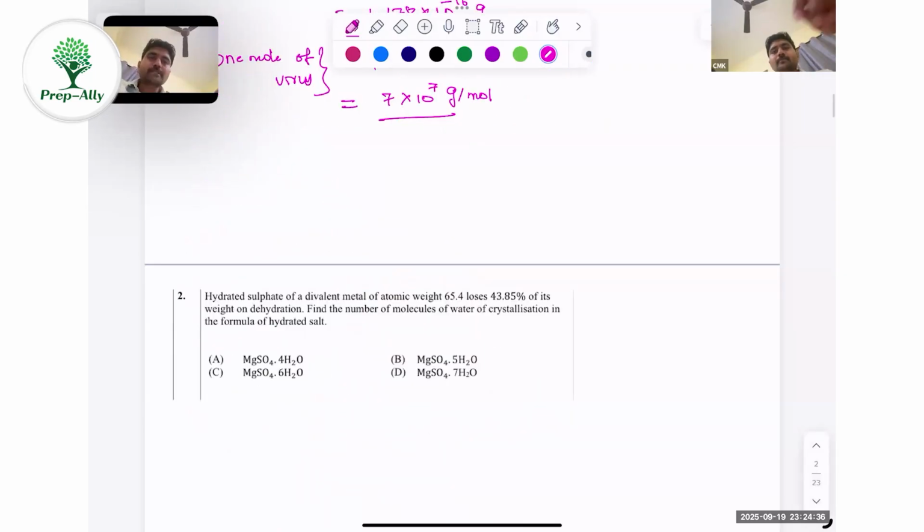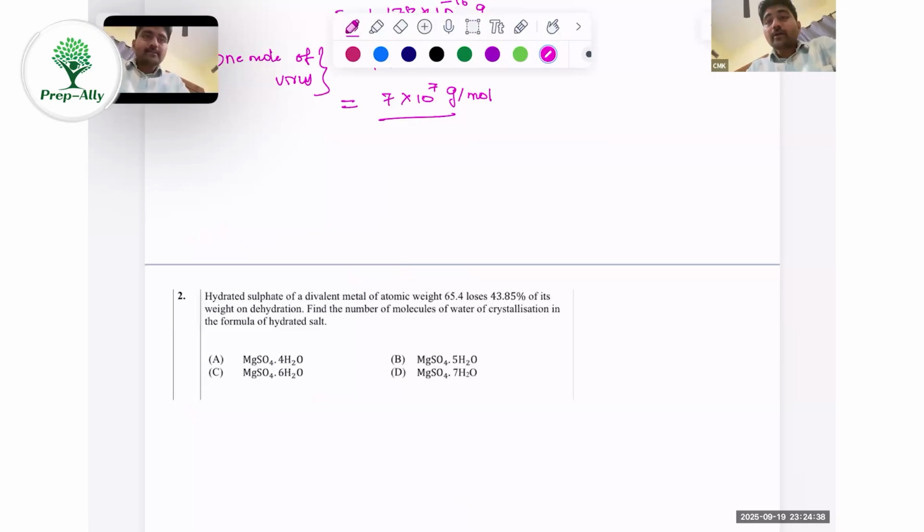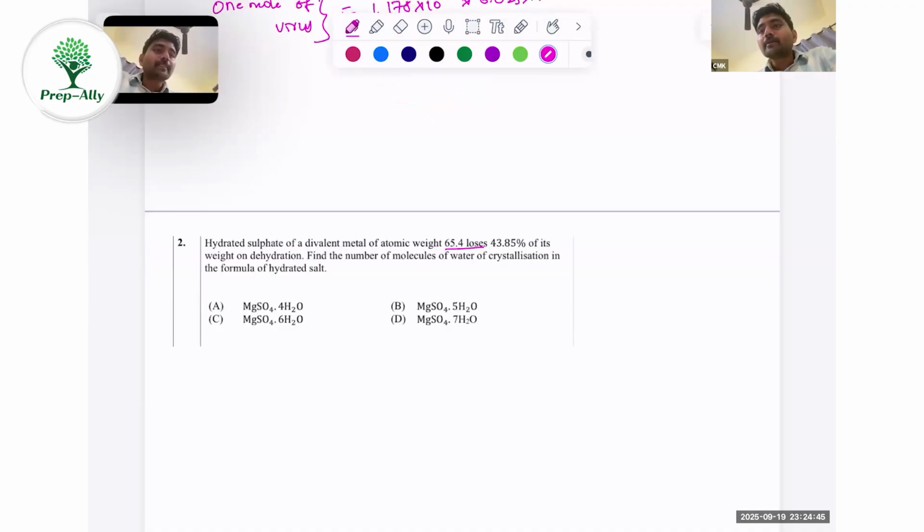Now the second question. The hydrated sulfate of a divalent metal of atomic weight 65.4 loses 45.85% of its weight on dehydration. So the hydrated sulfate weight has been given. So metal sulfate, we don't know what that metal is. So MSO4 dot XH2O. We don't know how many water molecules are there. We need to find what X is.